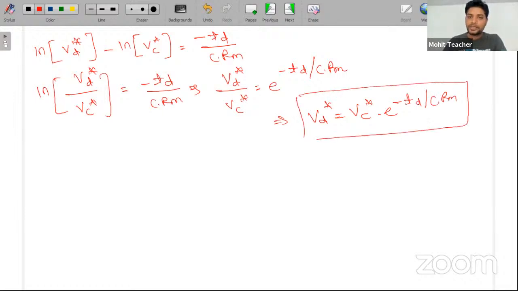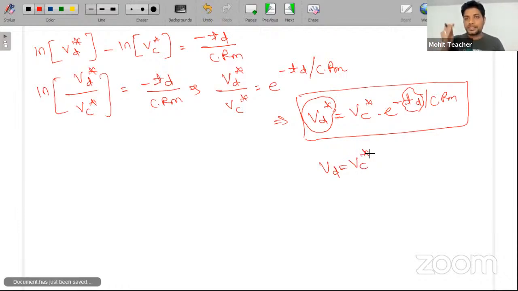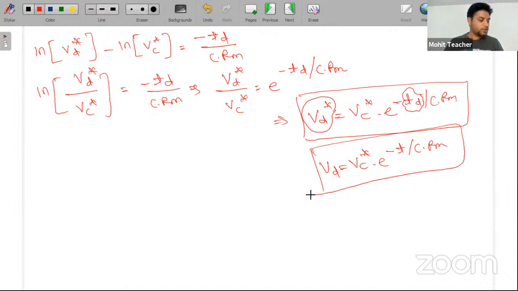Now this value we are getting when the time is completed, meaning the total time of discharging. This voltage is the minimum voltage that we are getting during that time. So if we want to take any random value, I can write like this: Vd will be equal to Vc star, because overall you are just reducing the value of Vc star, okay. So into e to the power minus t upon c into Rm, okay. So you can use this one.